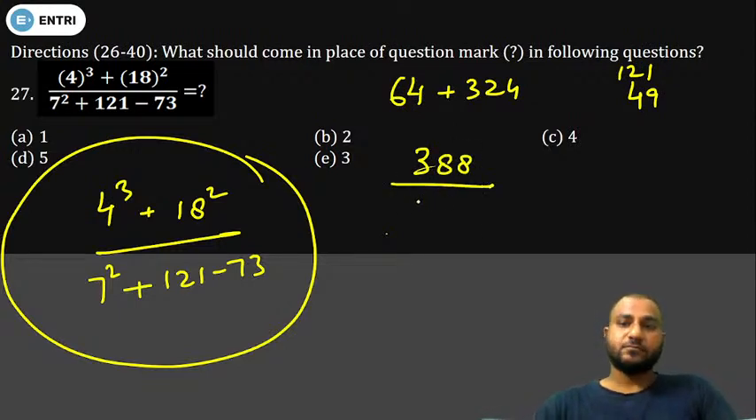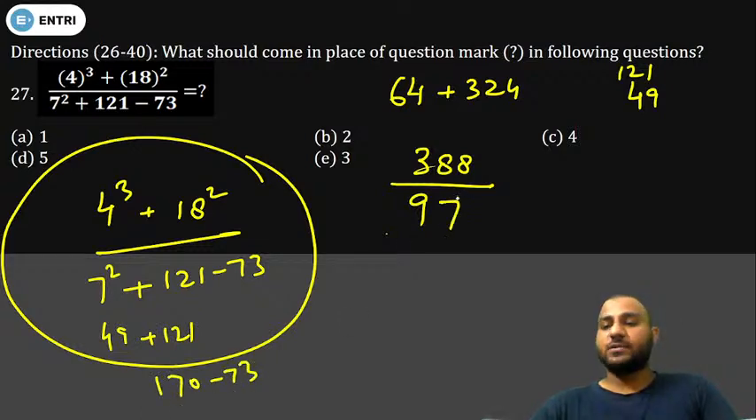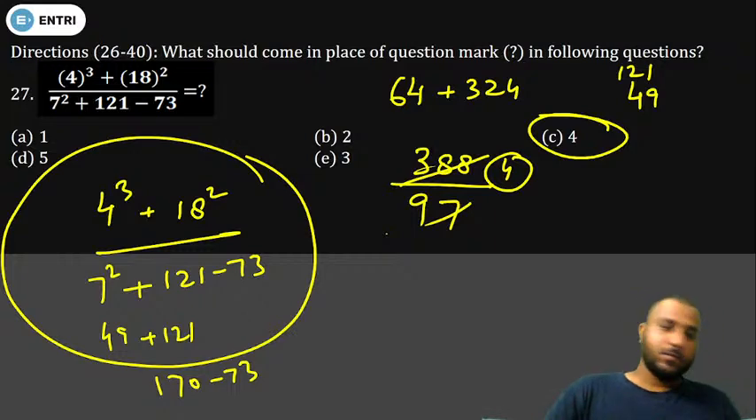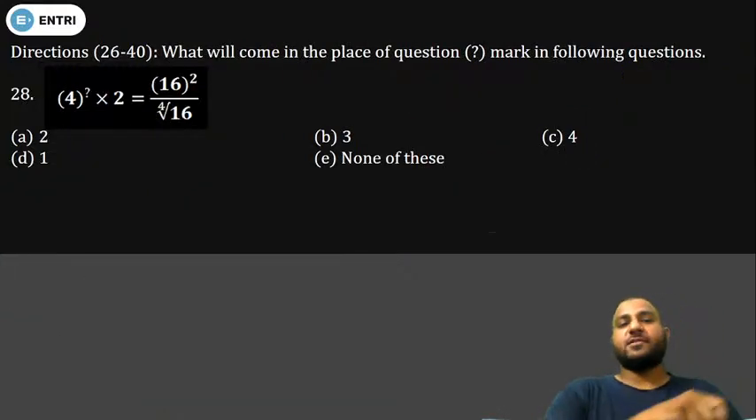So clearly 3, 8, 8, 4. And we have been left with 49 plus 121. Clearly 130, 40, 170 minus 73, 97. So I was correct. I think we will go 4 times. Yes, absolutely, very good. Next one, guys, solve this question. I'll give you the answer orally.